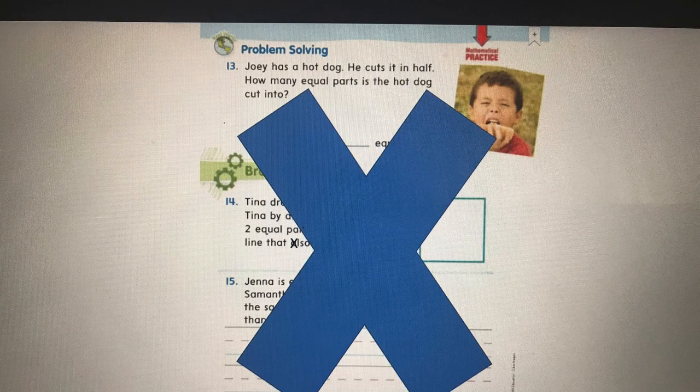For this page, I just want you to skip it. Yay, round of applause. So put a big X right through your paper because we're going to learn fourths next.